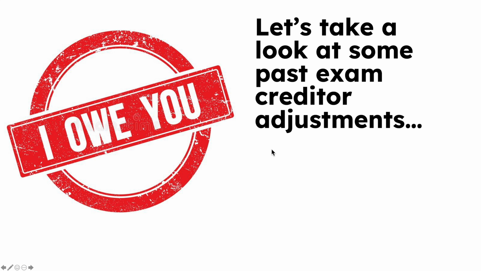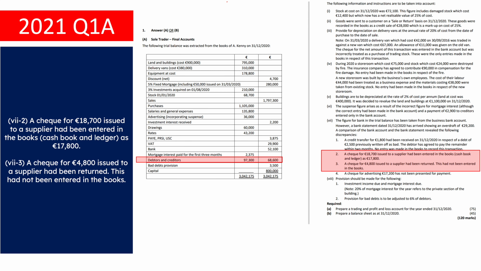So that's it. We'll get started and have a look at some past exam creditors adjustments. There's about 12 years to look at. So 2021, question 1A, we had two different things happening in the bank adjustment. Note 7.2, a check for 18,700 issued to a supplier had been entered in the books, the cash book and ledger as 17,800. And then note 7.3, a check for 4,800 issued to a supplier had been returned. This had not been entered in the books.